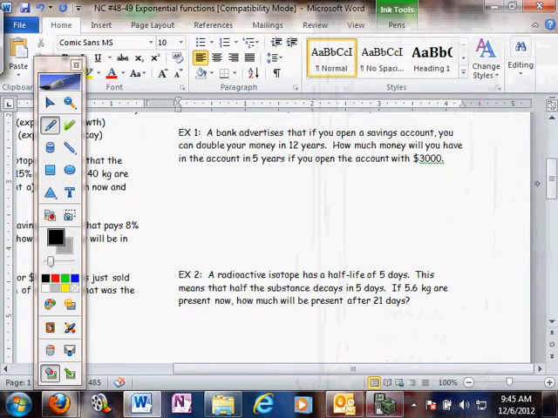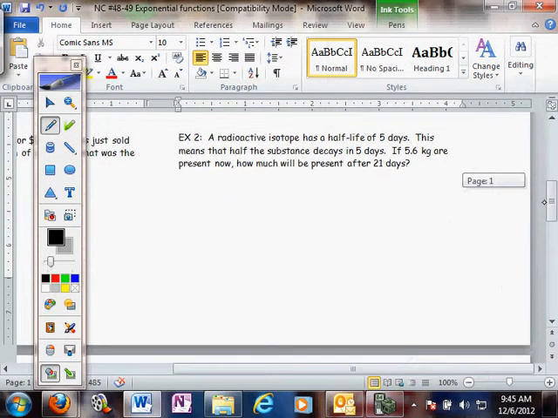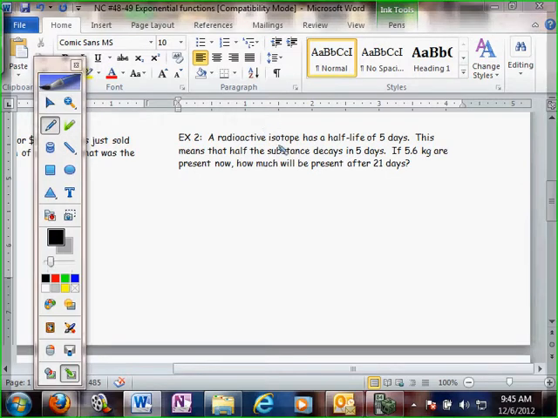Continuing on, let's look at number 2. Final example. A radioactive isotope has a half-life of 5 days. Here we go. Here's these key words. Half-life. Remember when you see something like that? That means B is half. Has a half-life of 5 days. That means K is 5.